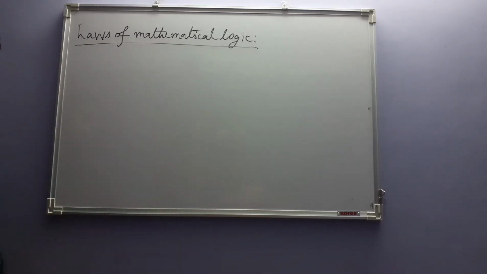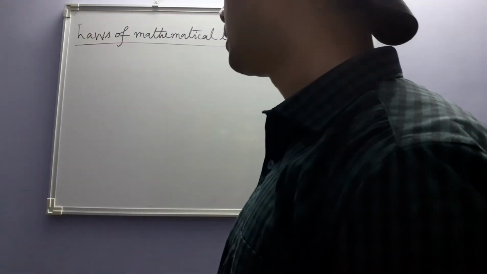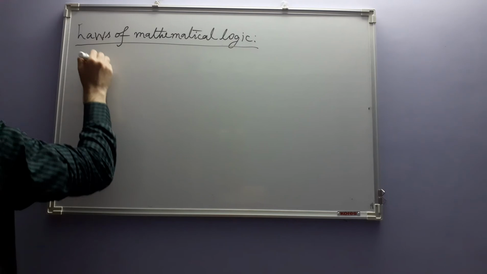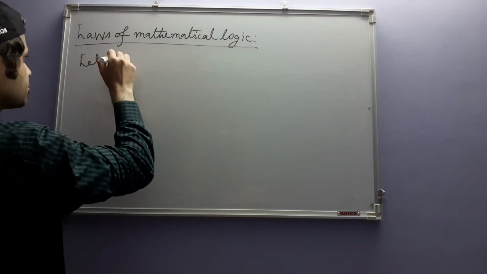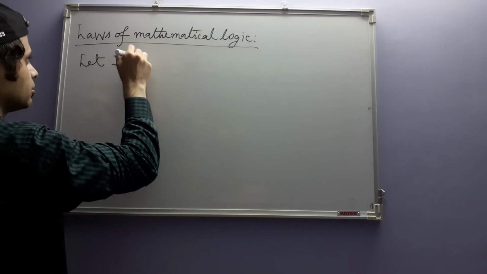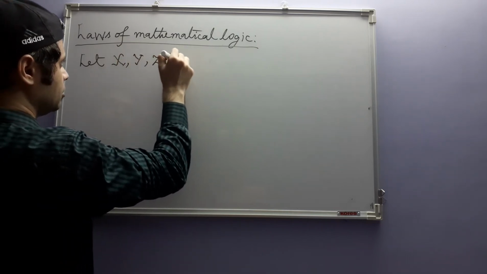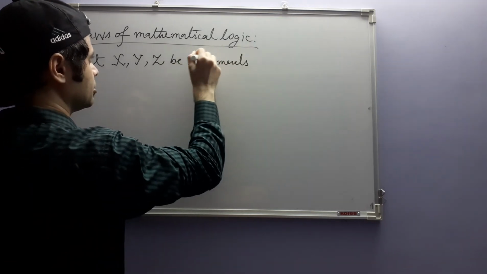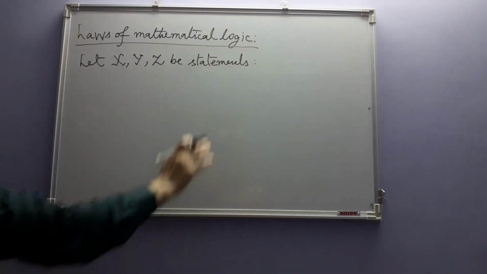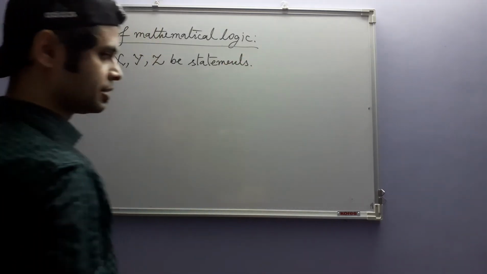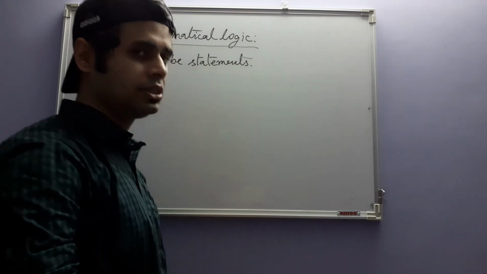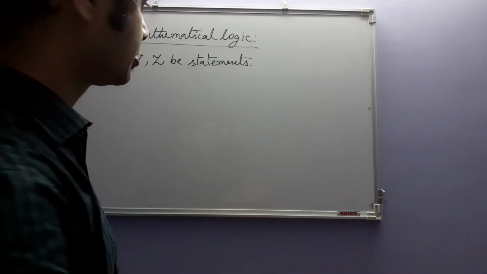First, I must say that since we are using x, y, z, let's keep that. Let x, y, z be statements. These are general, so they need not be mathematical statements, just statements. Okay, statements which are sentences that are either true or false.